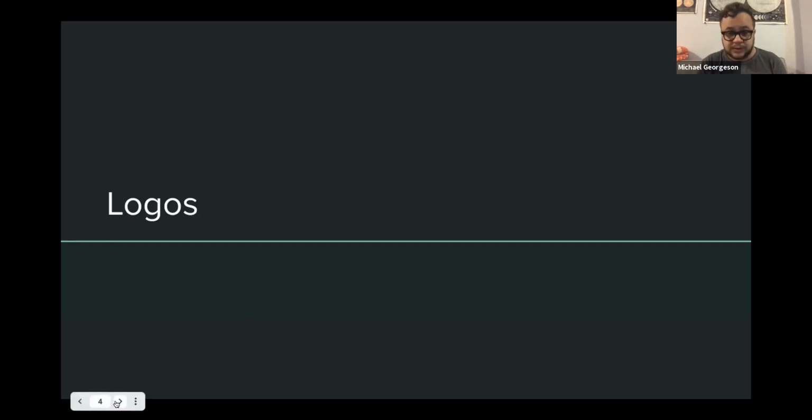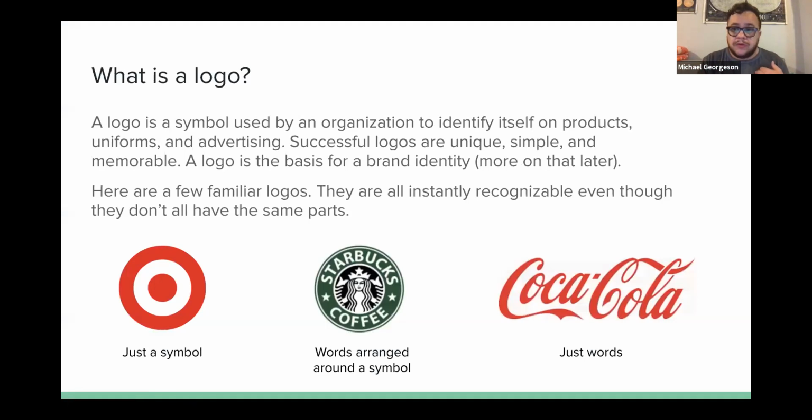So first, let's talk about logos. A logo is a symbol used by an organization to identify itself. We're all kind of familiar with that concept. It's used for advertising, products, stuff like that. Logos that are successful are unique, simple, and memorable. And logos form the basis for what's called a brand identity, which I'm going to talk about a little bit later.